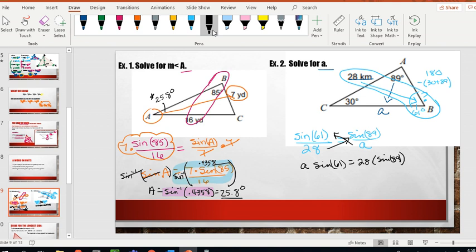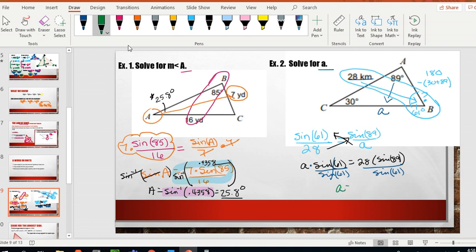Okay? And to get A by itself, you have to divide by what's attached to A. Well, A is being multiplied by sine of 61, so divide by sine of 61. And by the way, these two sines do not cancel. They can't, because it's a function. It's something that you're doing to numbers. So you can't cancel. It's not okay.